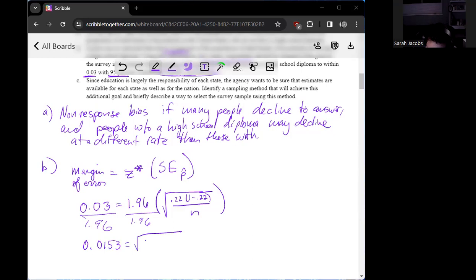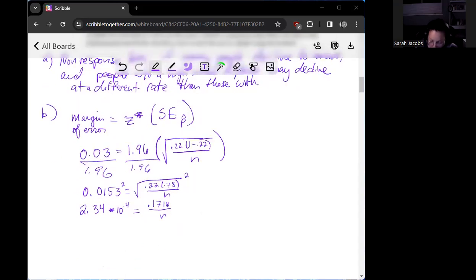All right. So then I'm left with the square root of 0.22 times 0.78 all over n. To undo this radical, I'm going to do the inverse operation, which is squaring. So in my calculator, I'm just going to hit the squared button. And I get 2.34 times 10 to the negative 4. So when it has that little e negative 4, that's scientific notation. And 0.22 times 0.78 is 0.1716 over n. Now, I need to isolate my n.